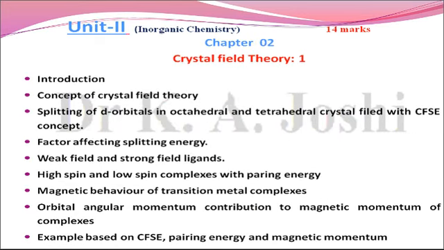Now Unit 2, chapter number 2, Crystal Field Theory. In this chapter we will discuss the introduction, concept of crystal field theory, splitting of d orbitals in octahedral and tetrahedral crystal fields with the CFSE concept, factors affecting splitting energy, weak field and strong field ligands, high spin and low spin complexes with pairing energy, magnetic behavior of transition metal complexes, orbital angular momentum contribution to magnetic moment of complexes, examples based on CFSE, pairing energy and magnetic moment. So friends, Unit 2 also contains only one chapter.